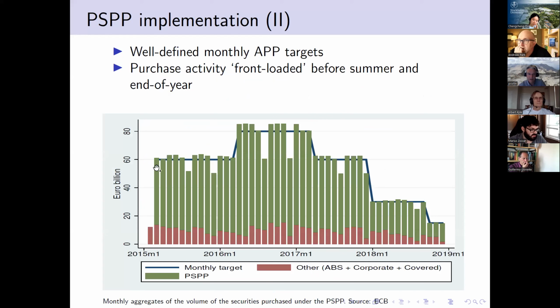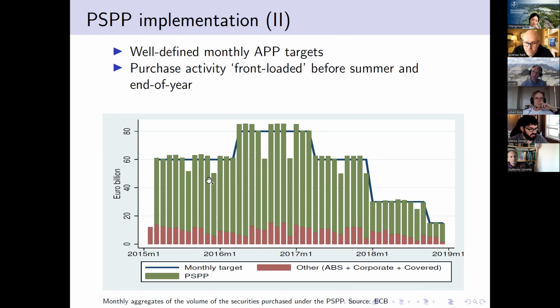You can see here the target for the APP. You can see that it's fairly well known and it's fairly stable. And what's interesting for our analysis, which we'll use, is that you see these green bars, which are the monthly targeted purchases of these public sector bonds, decrease at various periods during the sample. That's because, and this was also announced in advance, the Eurosystem was trying to avoid buying when they had evidence that markets were less liquid.